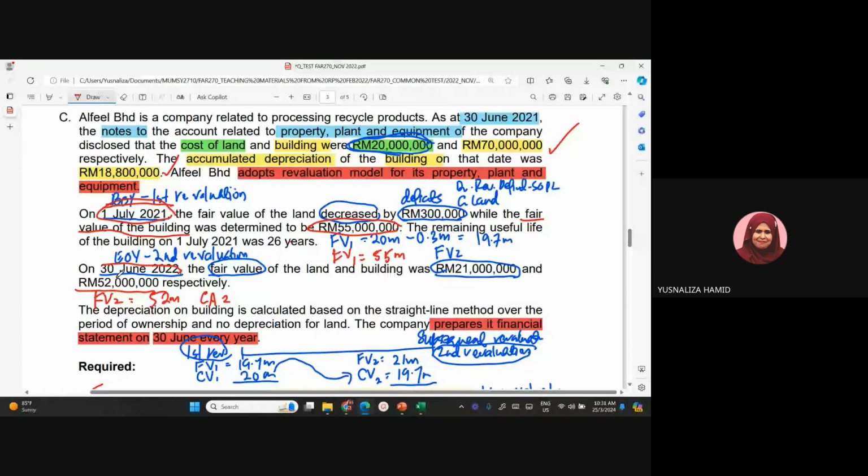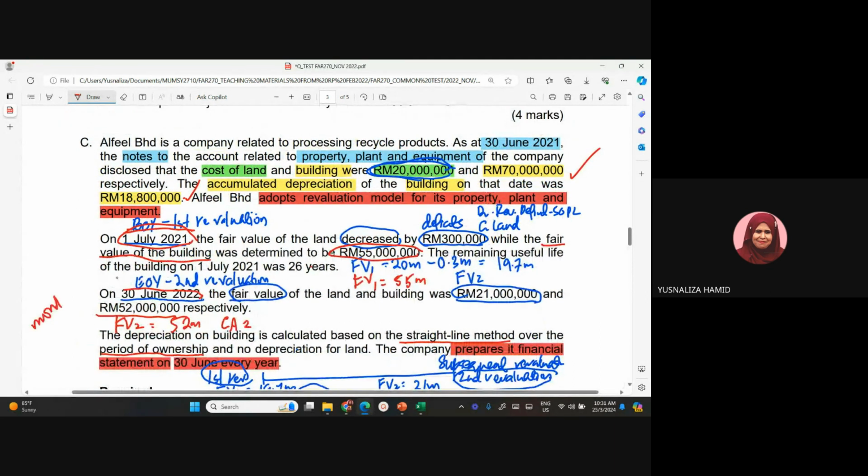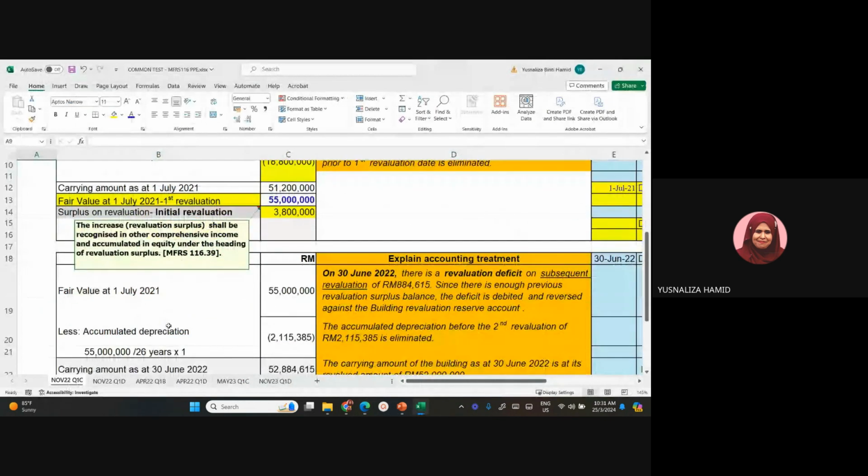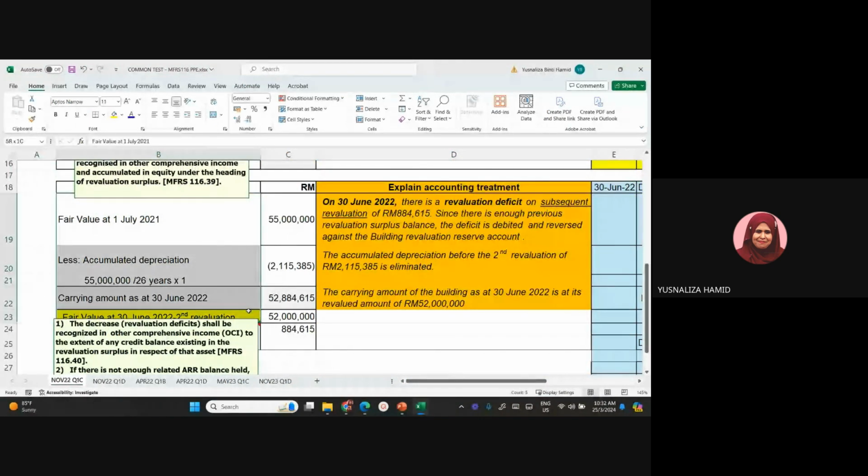So you are informed here regarding the depreciation that the building is depreciated based on straight line method over a period of ownership. So meaning to say that this is on monthly basis. And there is no depreciation for land because land is a non-depreciable asset. So let's just calculate the revaluation first for us to find out what is the carrying amount of the building. So you want to find this actually. What is the carrying amount of the building?